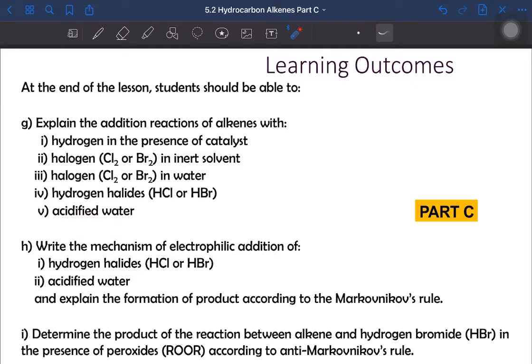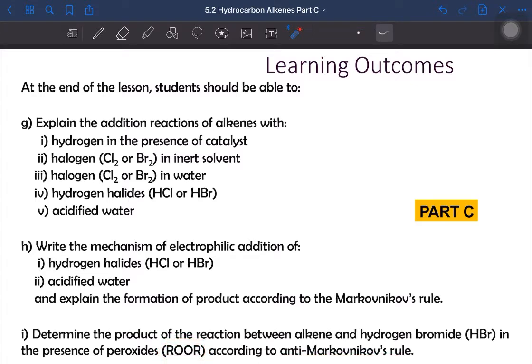Alright, and then we are going to write the mechanism of the electrophilic addition of hydrogen halide with HCl or HBr, as well as the reaction with acidified water, and explain the formation of product according to the Markovnikov's rule. And last but not least, we are going to determine the product of the reaction between alkene and hydrogen bromide HBr in the presence of peroxide, which is ROOR, according to anti-Markovnikov rule.